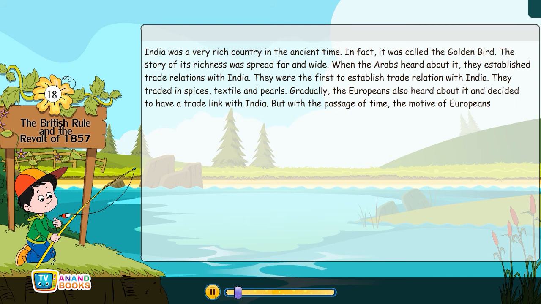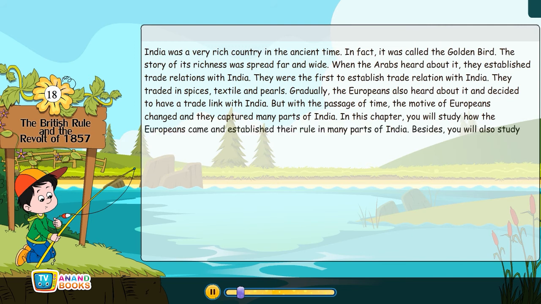But with the passage of time, the motive of Europeans changed and they captured many parts of India. In this chapter, you will study how the Europeans came and established their rule in many parts of India.